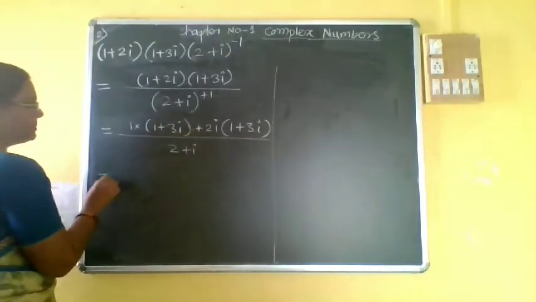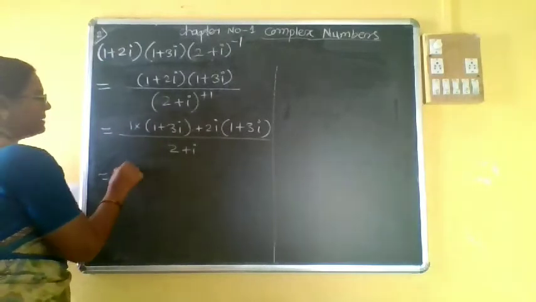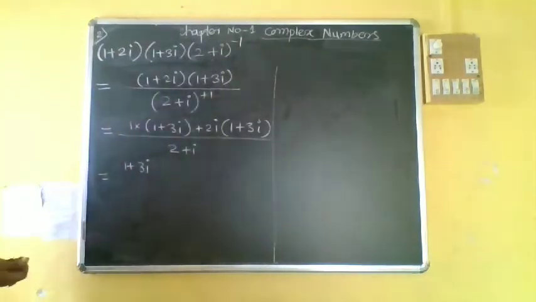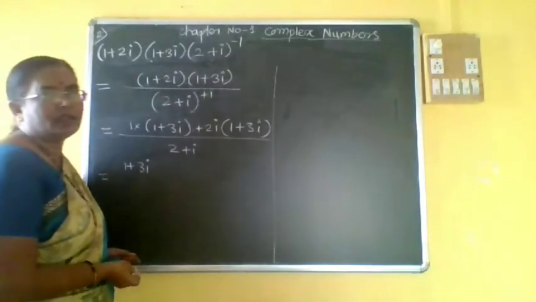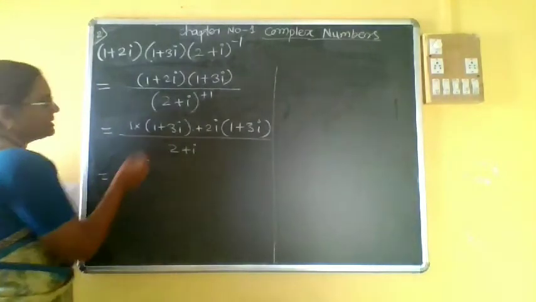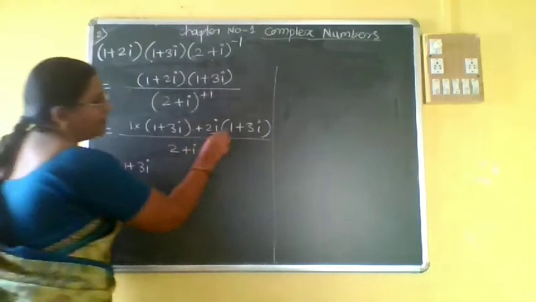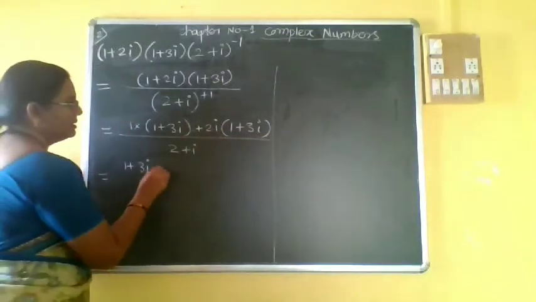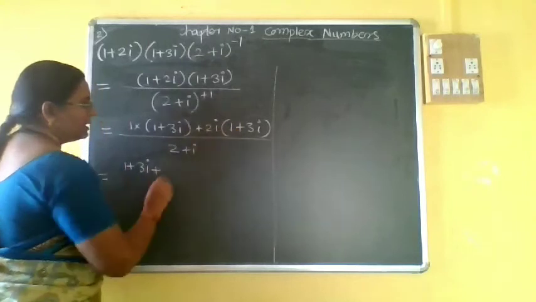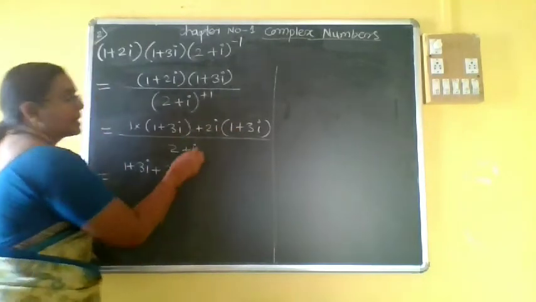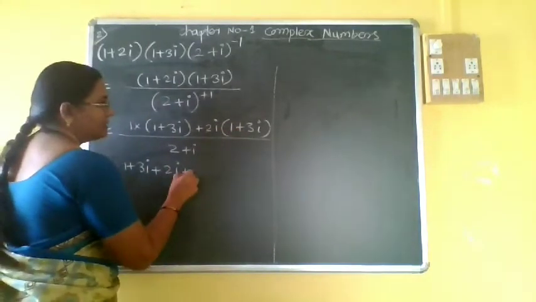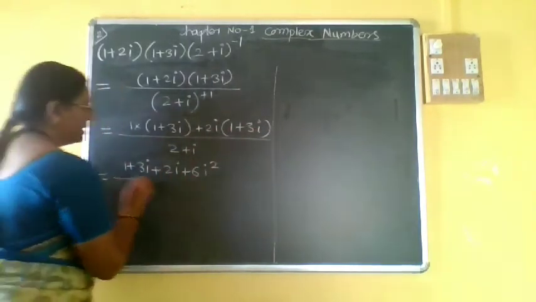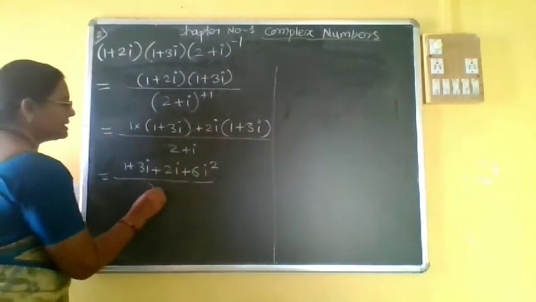Okay, this becomes 1 into this bracket, which becomes 1 plus 3i. Whenever we multiply by 1 with any other number, it becomes the number itself. Then multiply 2i with this bracket, it becomes plus 2 into i into 1, that is 2i. 2 into 3 becomes 6. i into i becomes i square. Divided by this 2 plus i.